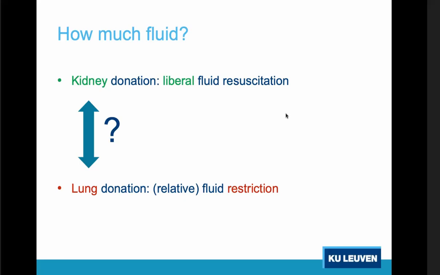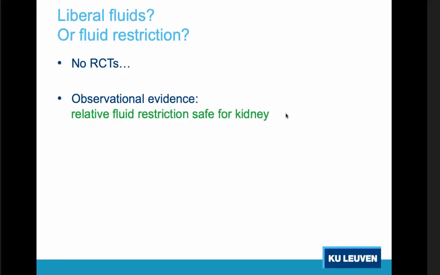Traditionally, there has been a hypothesis that the optimal fluid regimen may differ according to the type of organ that will be procured. It has been suggested that kidney donors could benefit from more liberal fluid resuscitation, whereas lung donors could benefit from more fluid restriction. There are no RCTs to confirm or refute that hypothesis.